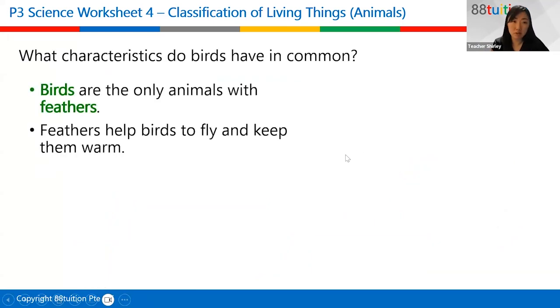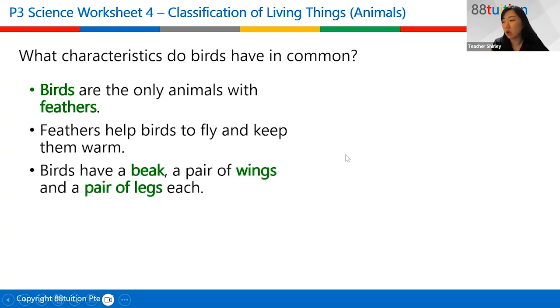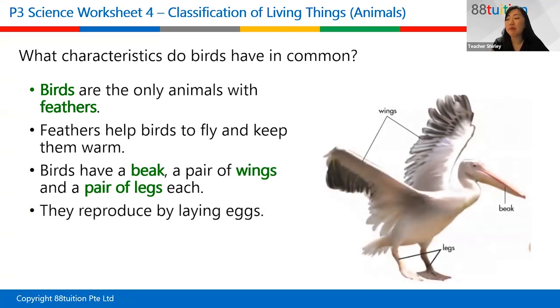And then when we talk about birds, what's so special about birds? Bird is the only group of animals that have feathers. So they have feathers and they have beak, they have wings, they have a pair of legs. Of course, not all groups of animals have wings, but there are some that have wings, like for example, insects, right? Some insects have wings. But what's so special about bird is that they have feathers.